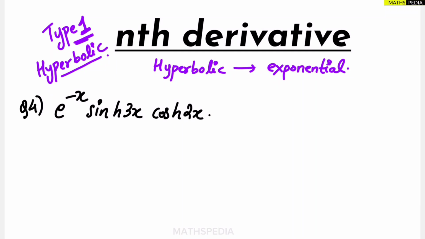So we are taking the fourth problem here, nth derivative type 1, hyperbolic function. Whenever you are saying hyperbolic function, that has to be converted into exponential in case of nth derivative. So here sine as well as cos are both there.